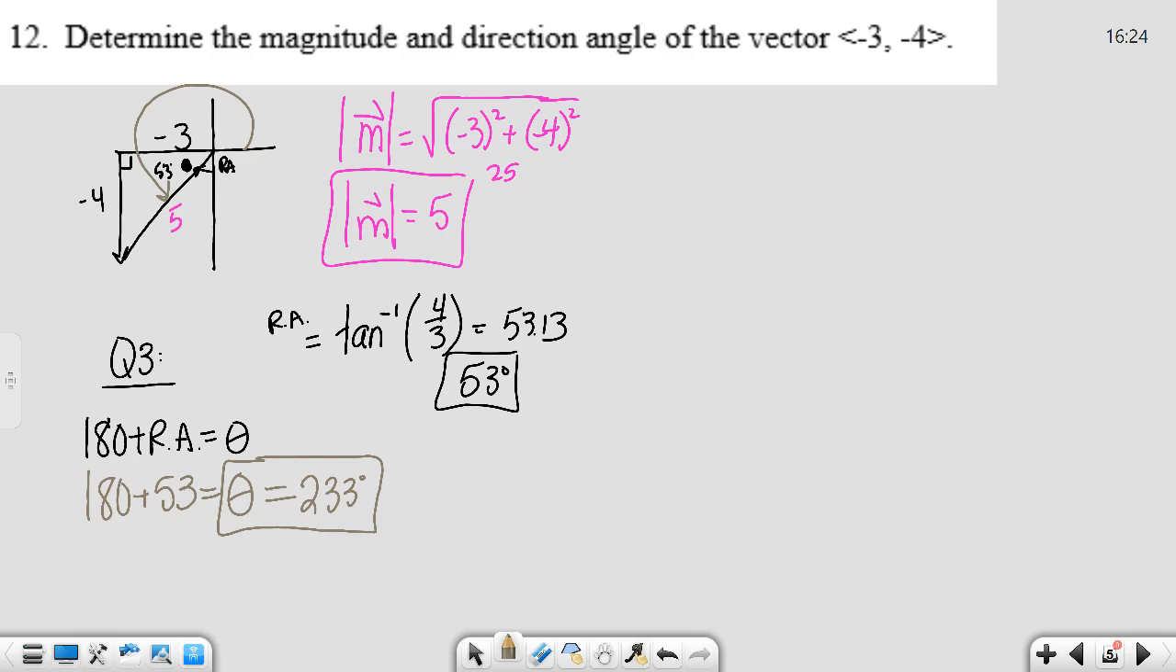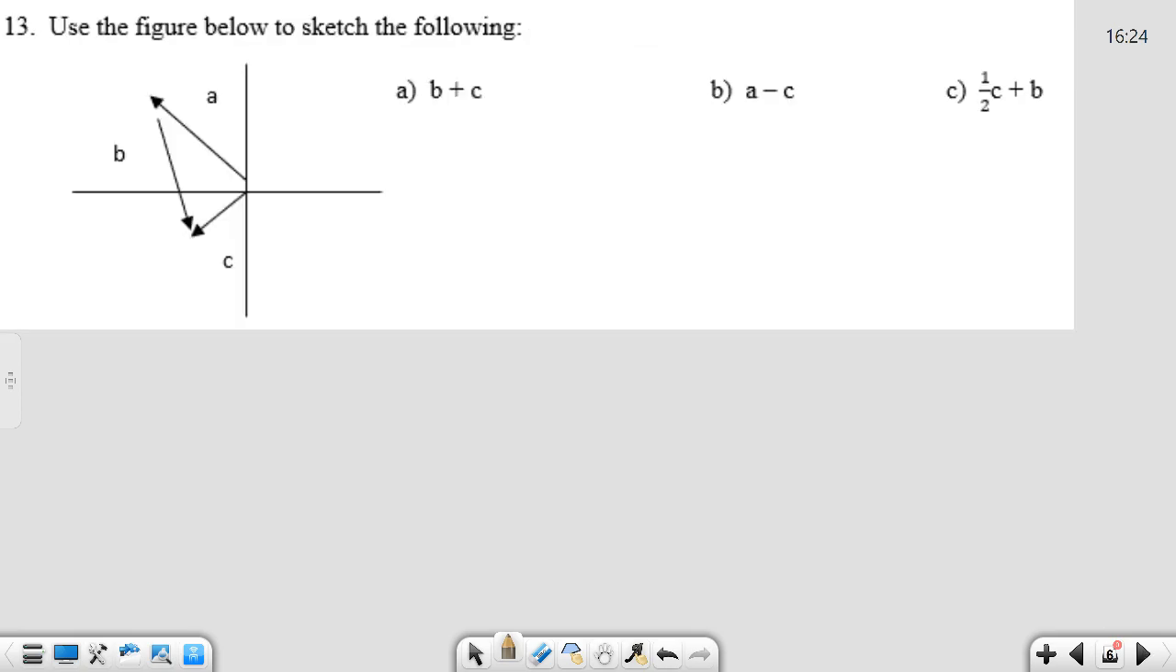All right, we are making it through. We're flying through this stuff. Good job, guys. All right, number 13, use the figure given to sketch each of these vector resultants.